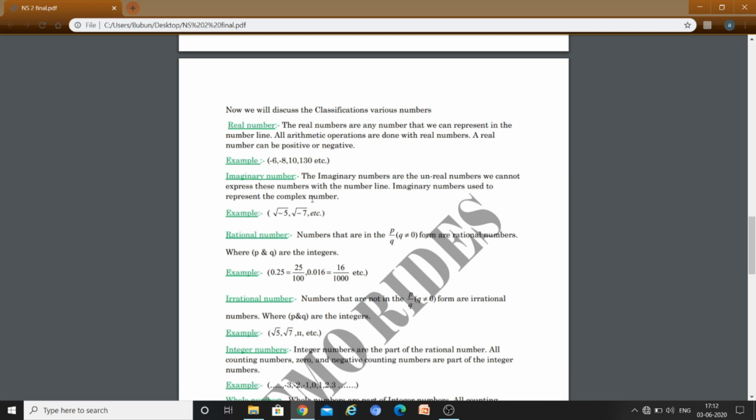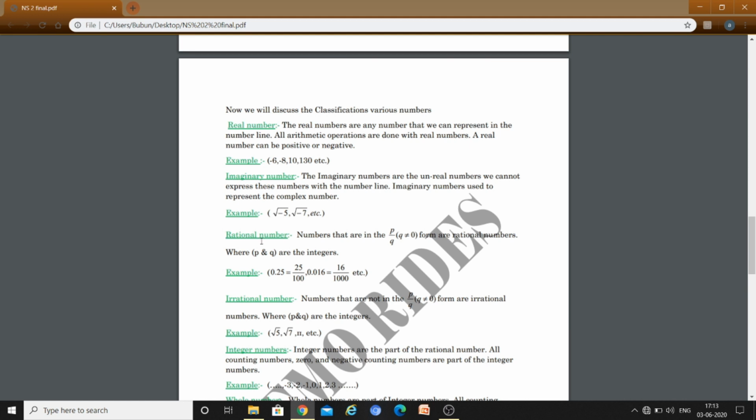Now, imaginary numbers. Imaginary numbers are the unreal numbers. We cannot express these numbers on the number line. Imaginary numbers are used to represent complex numbers. So there is a basic difference between imaginary numbers and real numbers: we can represent real numbers on the number line, but we cannot express imaginary numbers on the number line. Examples of imaginary numbers are root over -5, root over -7, etc. Anything in a root with a minus sign is an imaginary number.